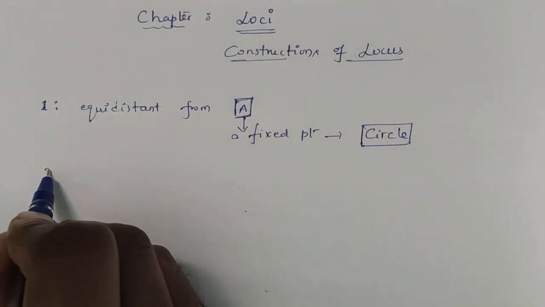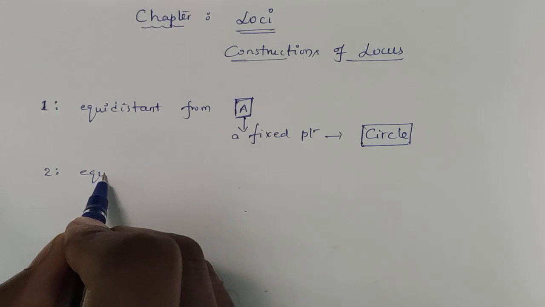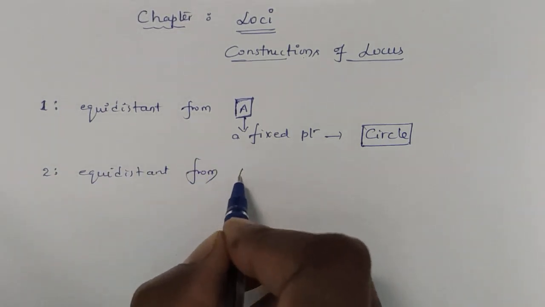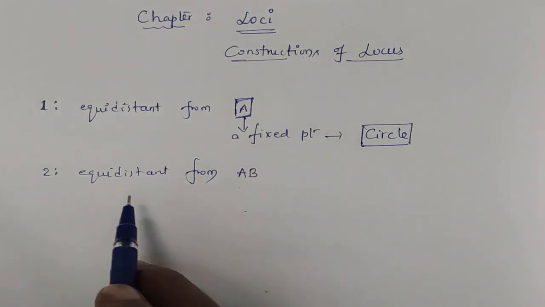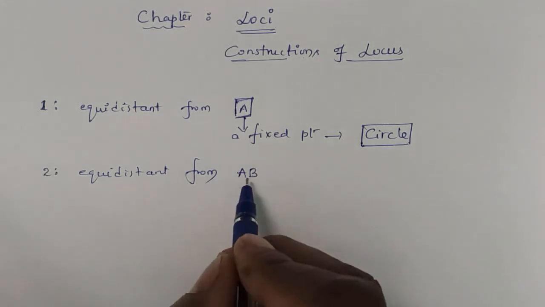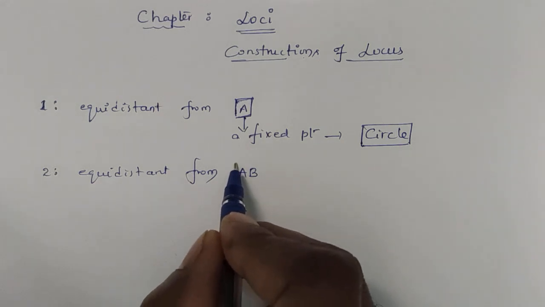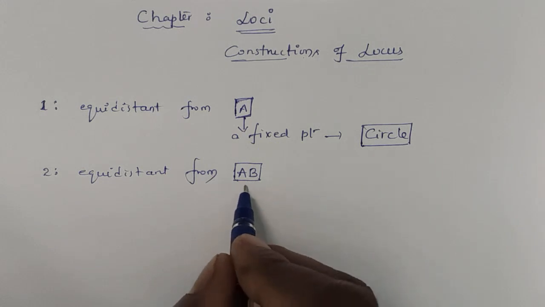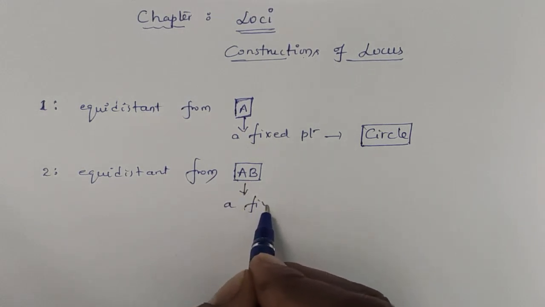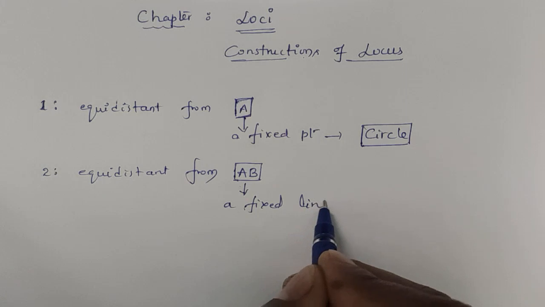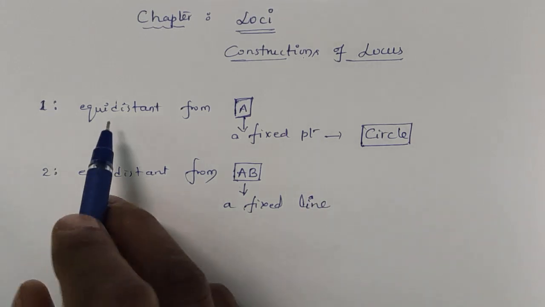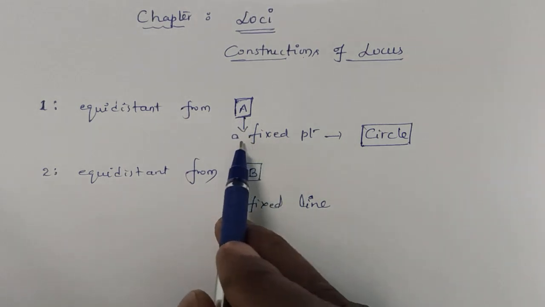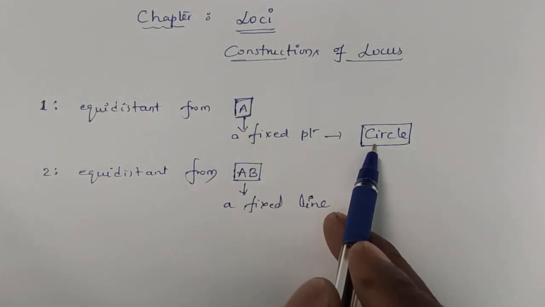Remember the second condition: equidistant from AB. Look at this AB. First fix what AB is. Before, A was a fixed point. Now AB is a fixed line or side. In the first condition, A is a fixed point, so for a fixed point the required locus is a circle.